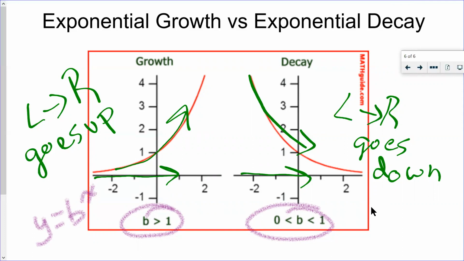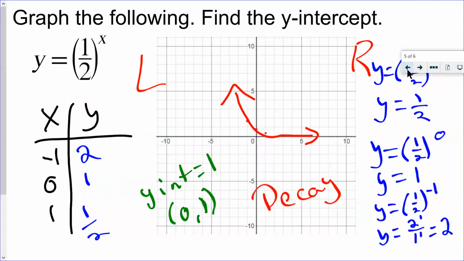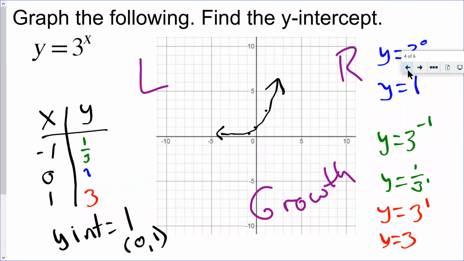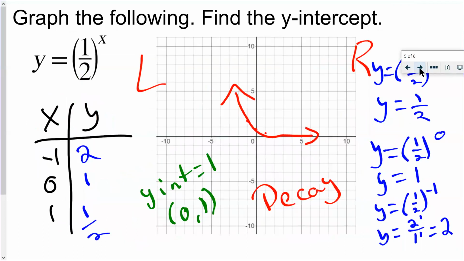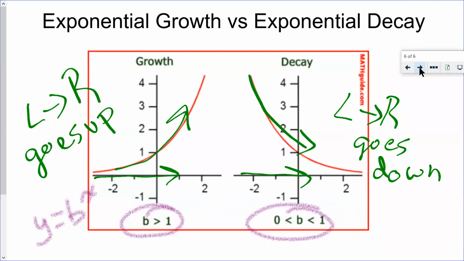So you should be able to see. If you look, this is y equals 1/2 to the power of x. Well, 1/2 is less than 1, greater than 0. So that's why it has decay. If you look at this one, the 3 is bigger than 1. That's why it has growth. Right? So that is exponential growth, exponential decay, and graphing your exponential functions.